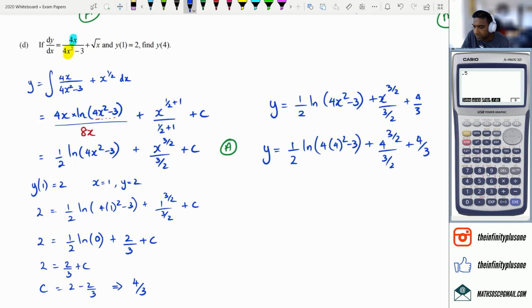We've got 0.5 ln of 4 times 4 squared minus 3, plus, this is going to be fun, isn't it? We're going to go 4 to the power of 3 over 2, which is 1.5, divided by 1.5 plus 4 over 3. And I got an answer of 8.722.